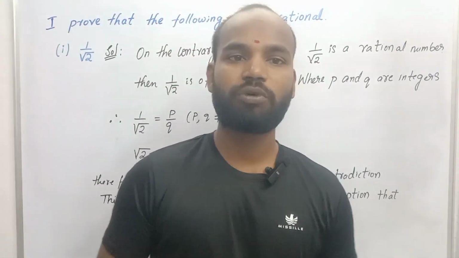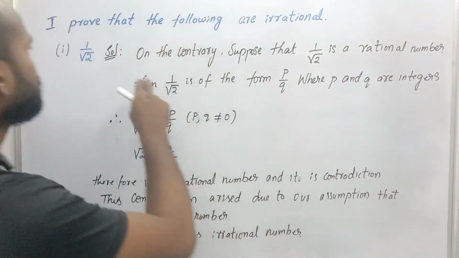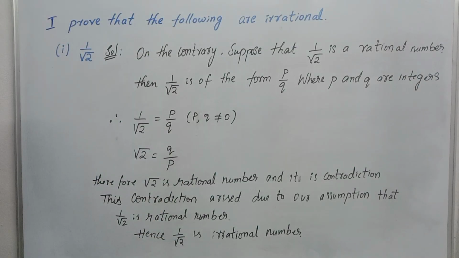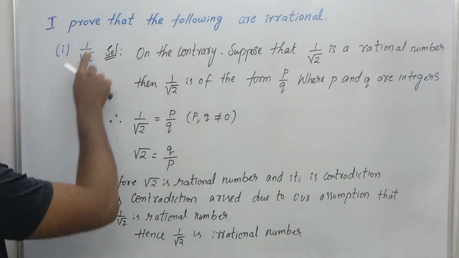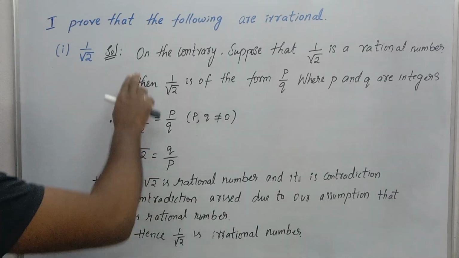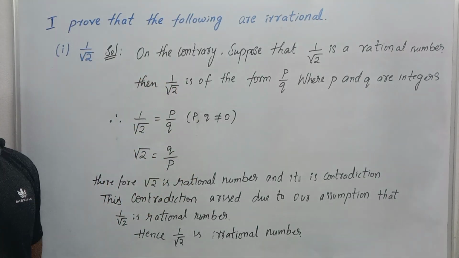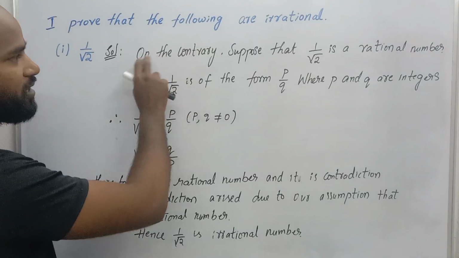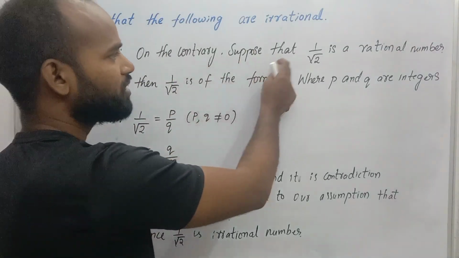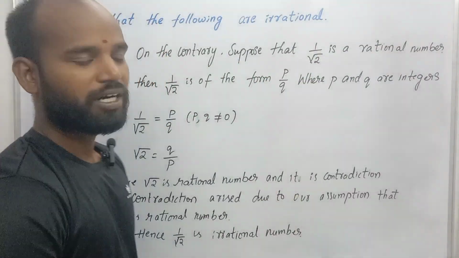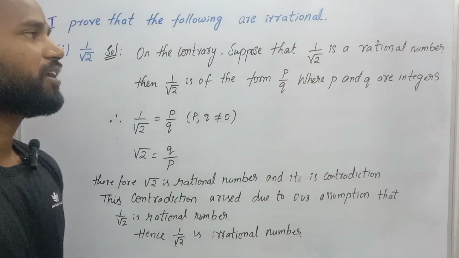We are in exercise 1.4, real numbers. Now see, prove that the following are irrational numbers. The first one is 1 by root 2. On the contrary, actually 1 by root 2 is an irrational number, we know that. But in the opposite, we are taking that on the contrary, suppose that 1 by root 2 is a rational number. Let us assume that 1 by root 2 is a rational number.